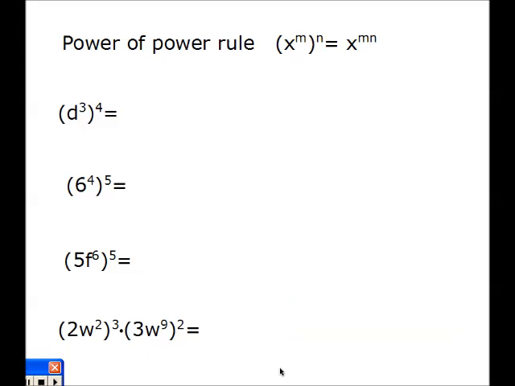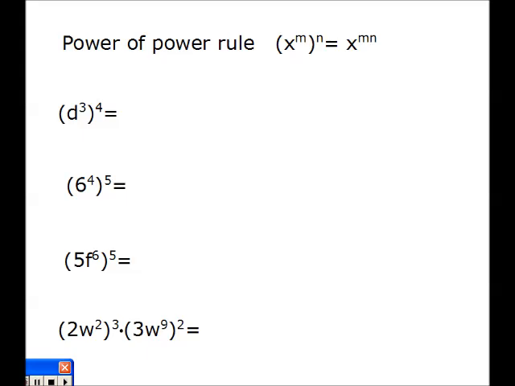When we took our notes last class, this was one set of notes that I believe we left out: the power of a power rule. When you have x to the m to the n, it's x to the m times n. So when you have the power of a power, you actually multiply those powers together.